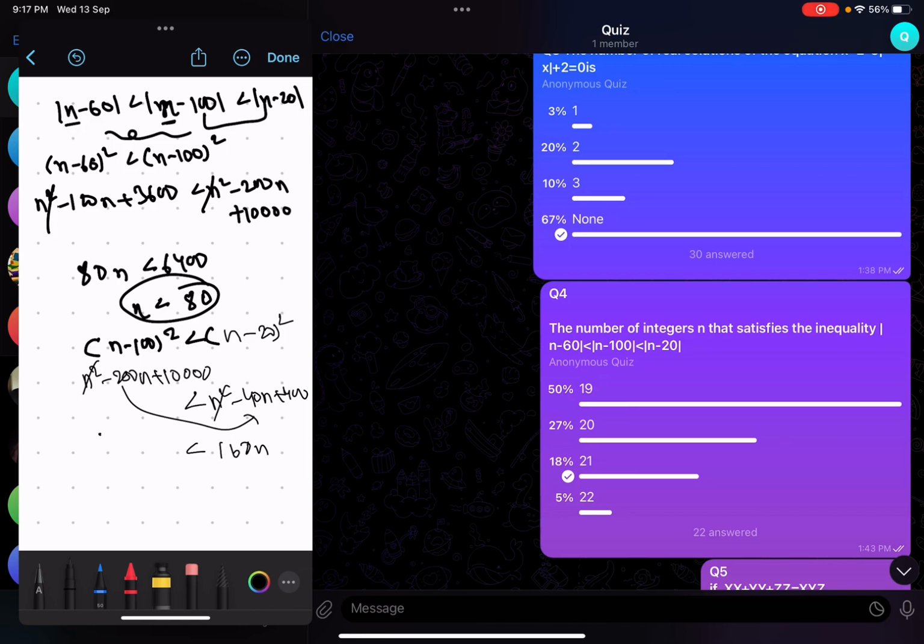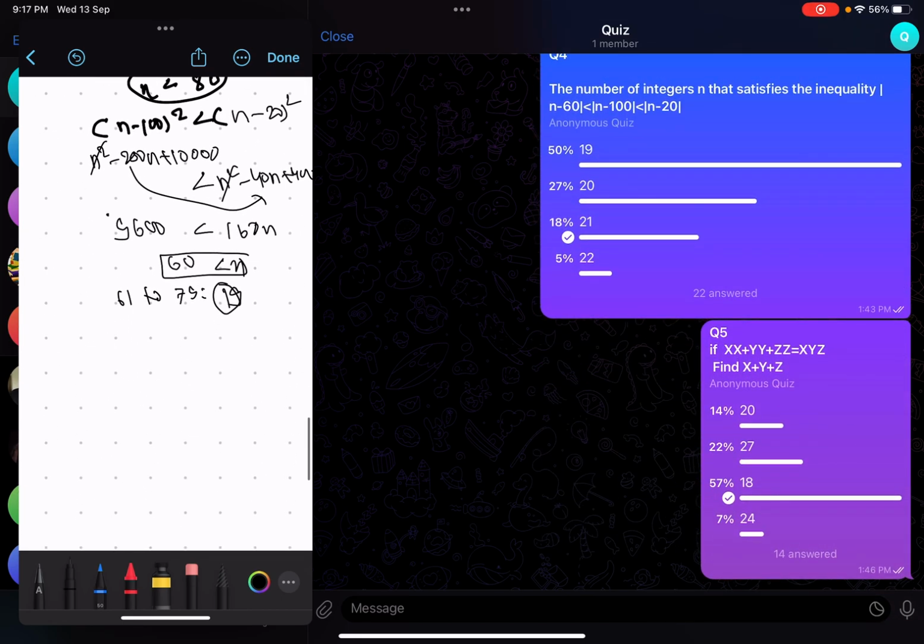Let me use the calculator for this. 10,000 minus 400, so this will be 9600. Oh, this is a very easy one. So n will be greater than 60. So n is greater than 60 and less than 80, so 61 to 79. So 18 plus 1, 19 values is the answer to this question. I have marked the wrong one, sorry for that.